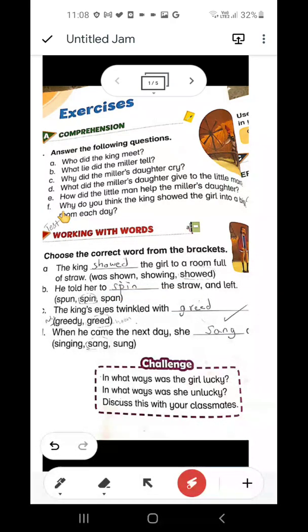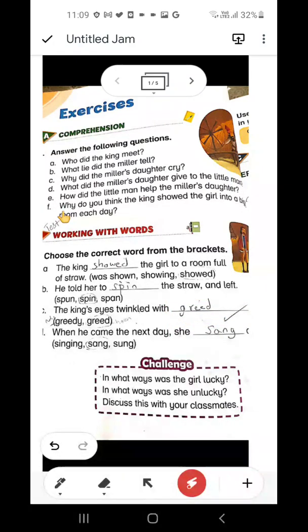Number C sentence is, the king's eyes twinkled with dash. The options are greedy and greed. Students, greed is a noun, right? And greedy is an adjective. That is, greed is a noun, the name of something, and greedy is the quality of something. So we are going to use here greed, because just imagine in your mind the sentence, the king's eyes twinkled with greed. The requirement is using here the word as a noun.